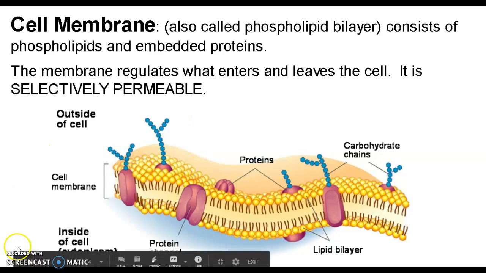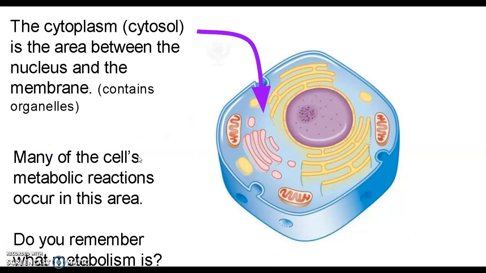The cytoplasm, or cytosol, is the area between the nucleus and the membrane, and this contains all the organelles. Cytoplasm is a term for the liquid part plus all the proteins and organelles, and cytosol just means the liquid part, but they're used interchangeably. Many of the cell's metabolic reactions occur in this area. If you remember what metabolism is, it is all of the chemical reactions that are necessary to support the life of the cell.